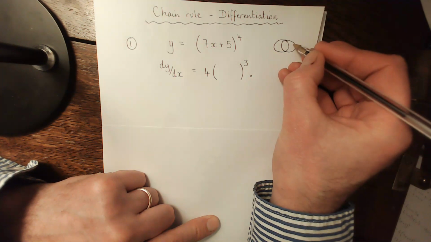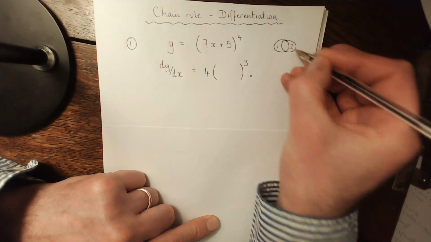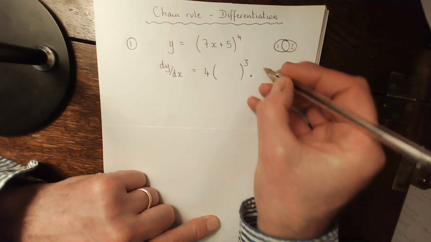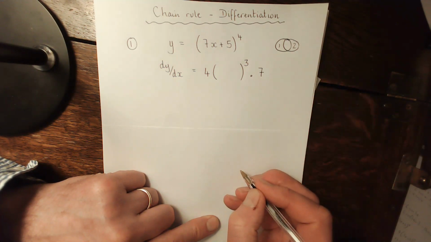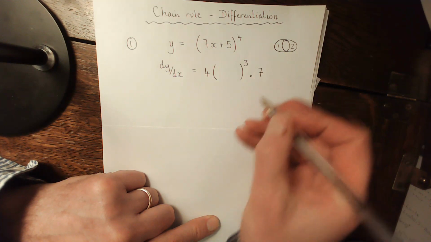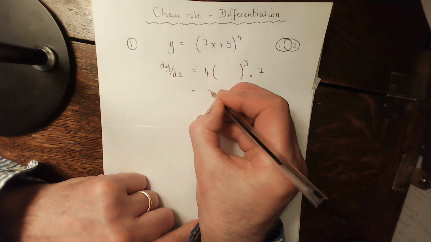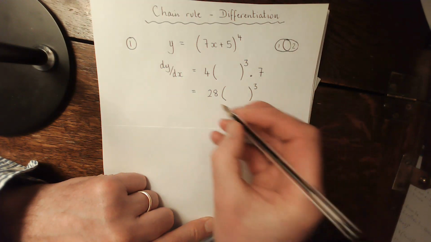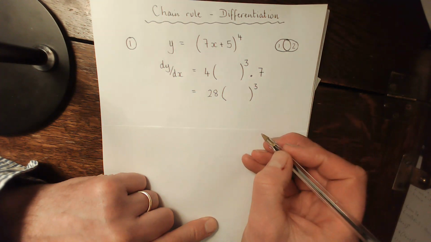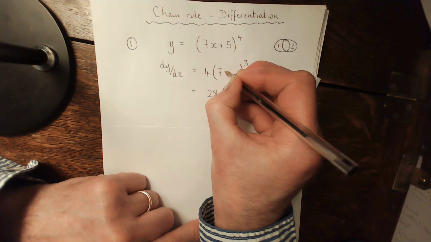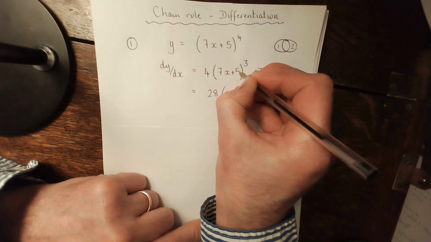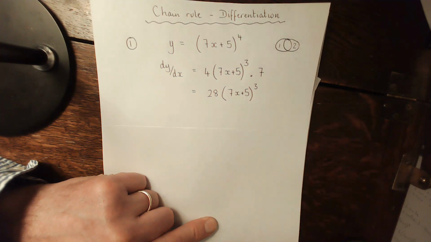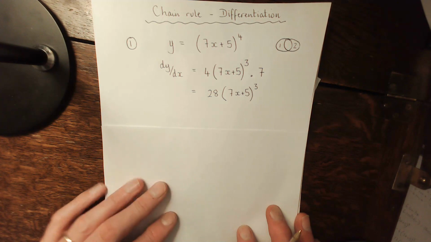The second stage, so here's chain 1, chain 2, I'm going to multiply it by inside the bracket differentiated, and that gives us 7. 7x plus 5 differentiated leaves me with 7. I can tidy that up, and that gives me 28 at the front to a power 3. And all we do, we keep the bracket part inside the same. There's your first example on chain rule.